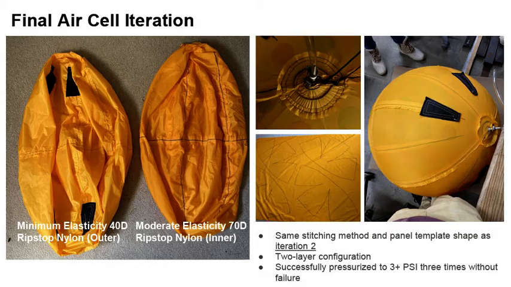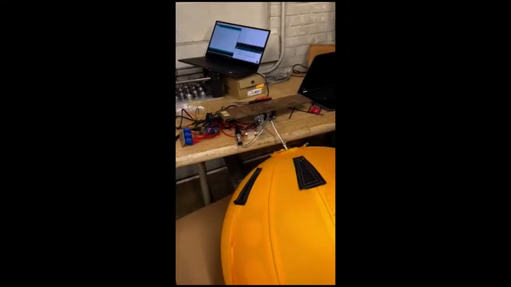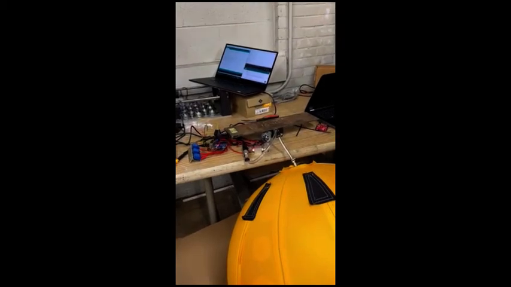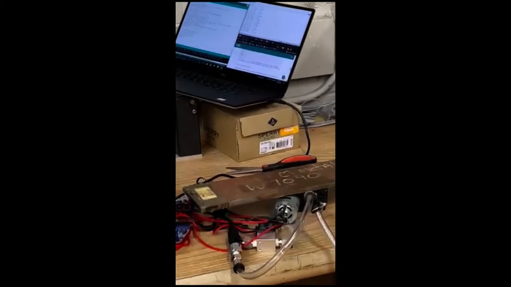For our final air cell iteration, we used a similar design as iteration 2, except this time we incorporated a second layer. The outer layer was the same, which was a 40D ripstop nylon layer, except we included a 70D ripstop nylon inner layer, which provided a little more strength to our design. With this iteration, we were able to successfully pressurize the air cell to 3 psi 3 times without failure, and it's the one that we will use in our final design.